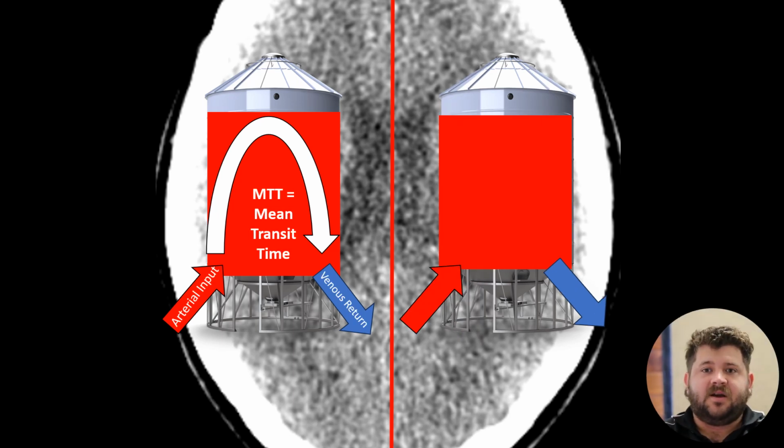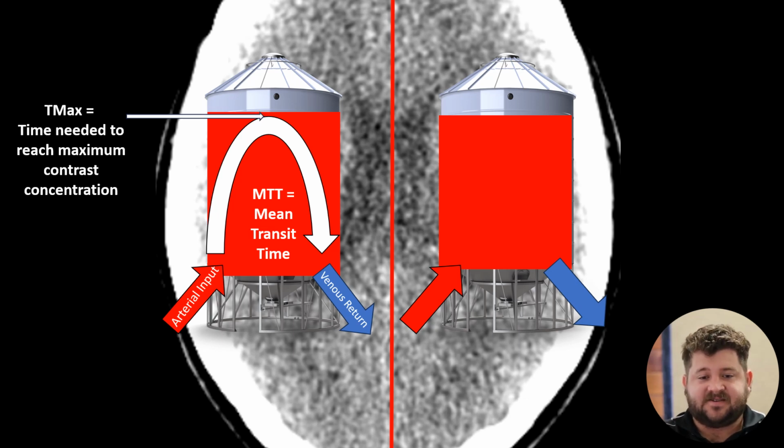Okay, so there's another map that we look at that can be important to determine if there's core or penumbra, and that is what we call Tmax. So Tmax is defined as the time needed by a theoretical unit of contrast media to reach the maximum concentration in one specific voxel. So an increased Tmax, or time that it's taken to fill, indicates a delay in the arrival of the contrast bolus.